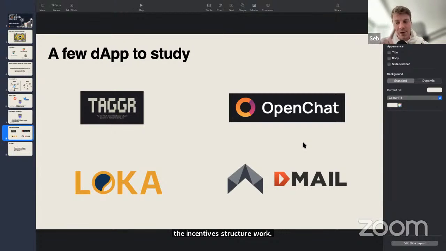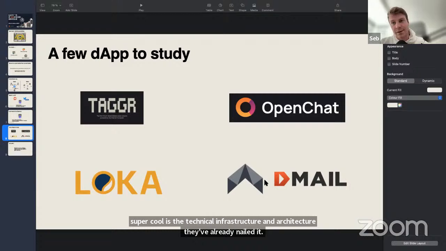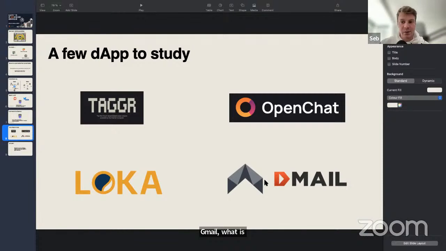OpenChat, what is super cool is the technical infrastructure and architecture. They've already nailed it. Dmail, what is super cool about them is the multi-chain approach, like how they've started on ICP, but then expanded to other ecosystems. And Loka mining, it's really about the deep knowledge of an industry and using that knowledge to build an innovative product on ICP.